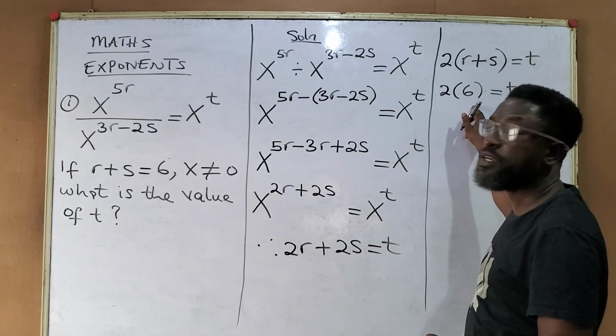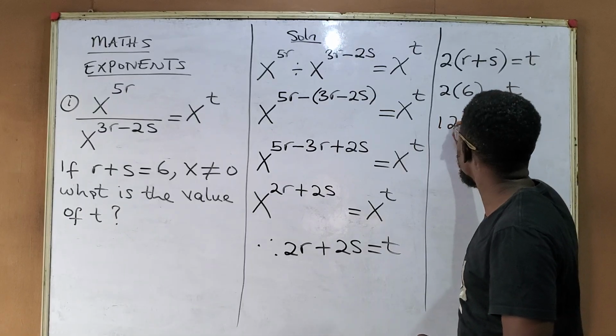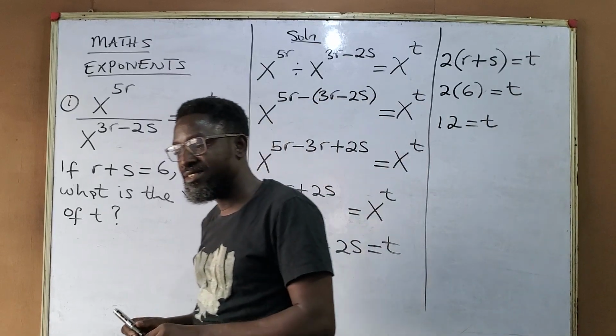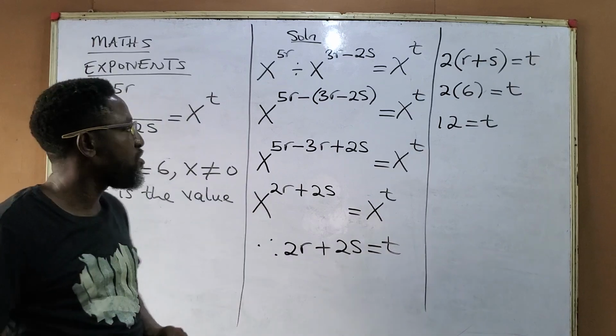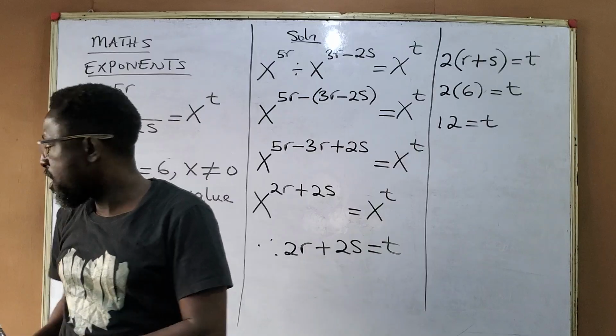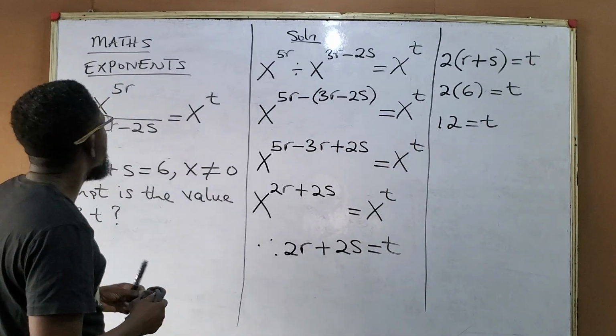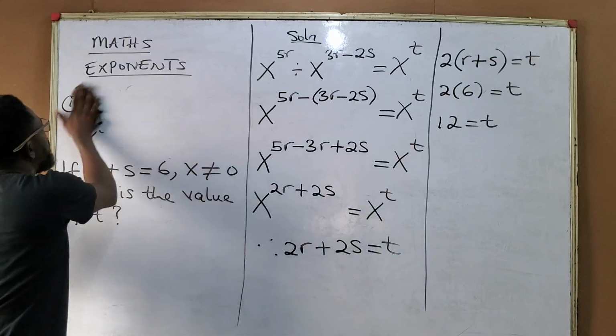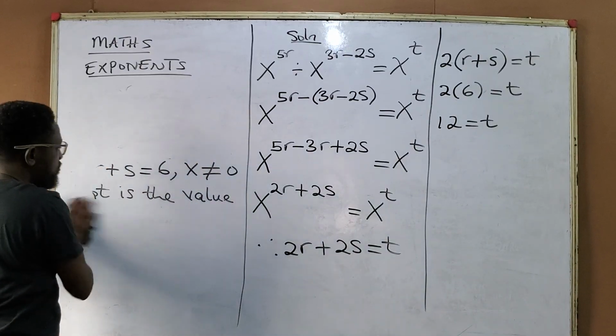We multiply 2 times 6, and that will give what? 12. As simple as that. It is not a difficult thing to do. Okay, there are actually 2 questions, so I'll erase this and write the next question.